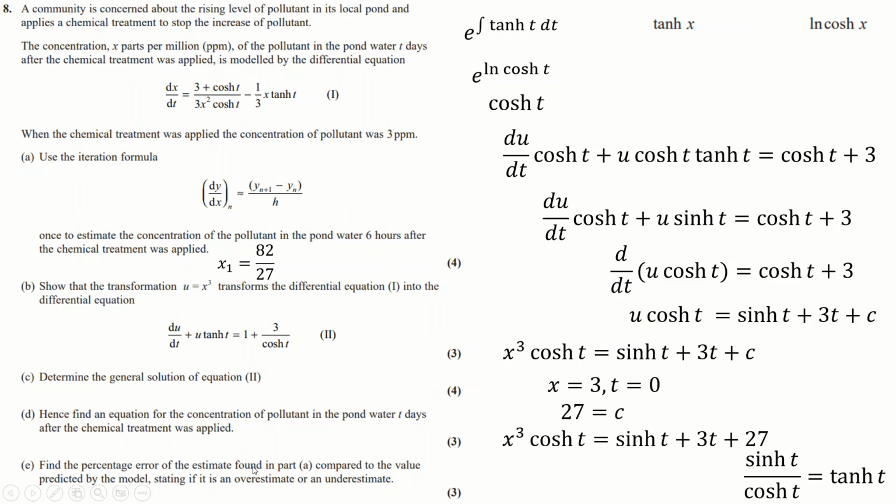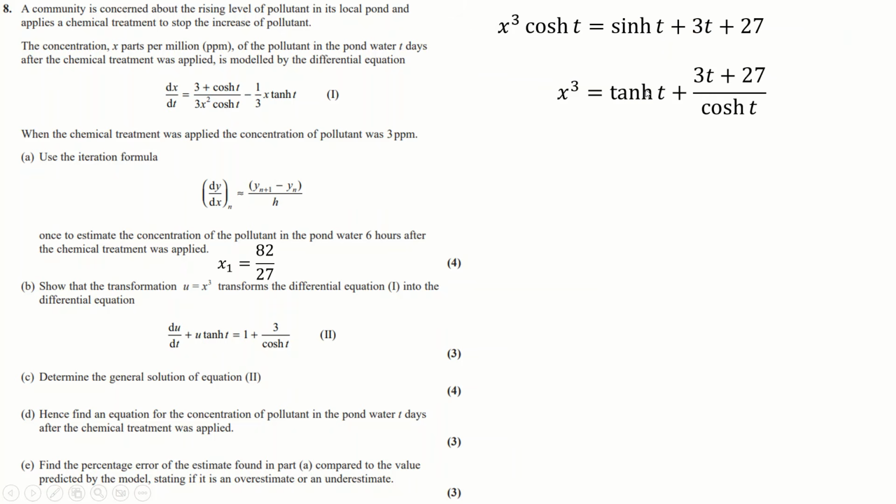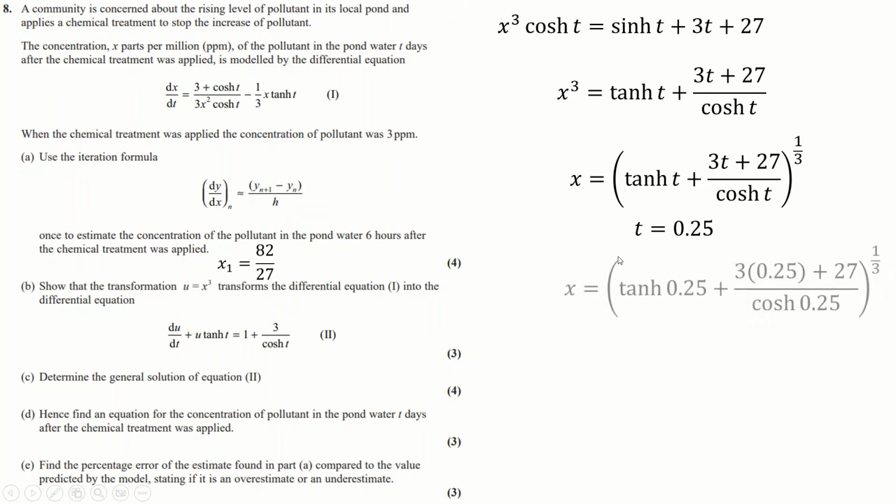Find the percentage error occurred as compared to A. So A was talking about after 6 hours. So let's put t as 0.25 into here. I think I very quickly rearranged this to have a very easy way of finding x straight away. Just divide by cosh and then cube root. And now when x is 3, t is 0, I think is the initial condition. Sorry, that's the initial condition we used earlier. When t is 0.25, let's find what x is according to the model. 0.25 because that's a quarter of a day, t is in days. So put 0.25 in, we get x as this.